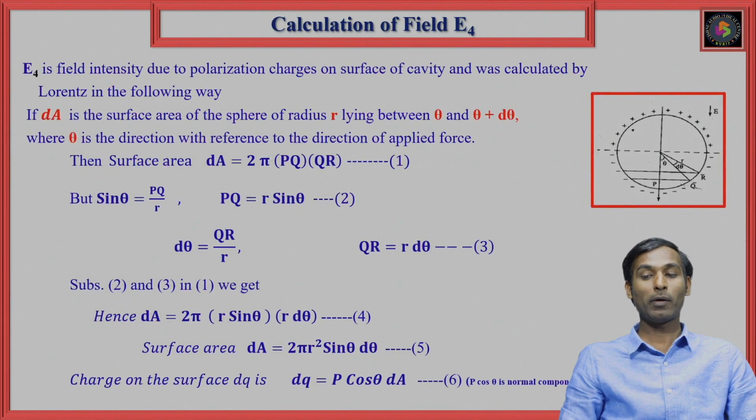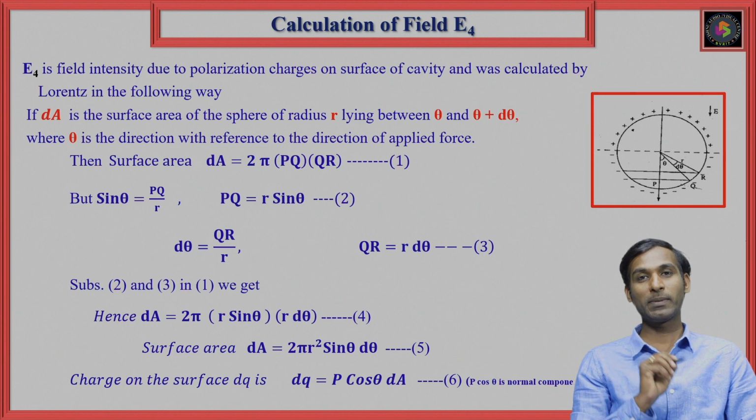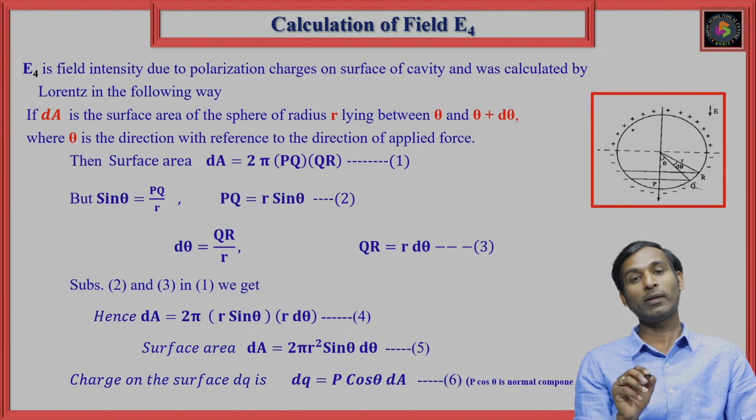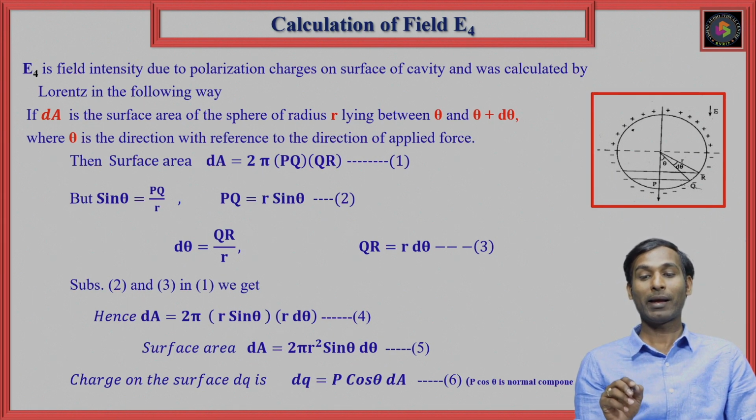From the mathematical point of view, we can see here E4 is the field intensity due to polarization charges on the surface of the cavity, which was calculated by Lorentz in the following way. That's why it is said to be the Lorentz field also. First, we have to define the surface area of the sphere. So the surface area of the sphere is lying between theta and theta plus d theta.